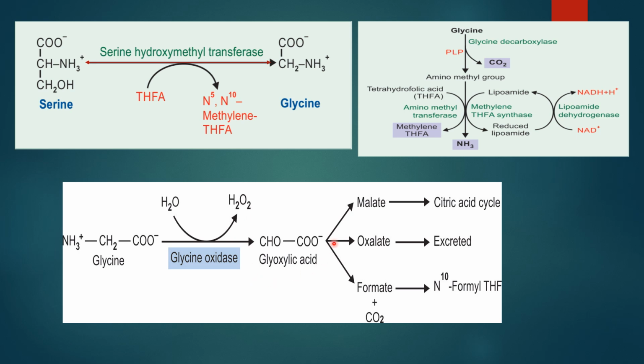Further, this glyoxylic acid, which is the keto acid of glycine, can be converted to malate, which can be utilized in the citric acid cycle. It can be converted to oxalate, which can be extruded through urine, and then converted to formate and carbon dioxide. Formate is an important one carbon species, utilized in various metabolic reactions where one carbon species is used in the form of a formyl group. It is loaded onto the N10 carbon of tetrahydrofolate.